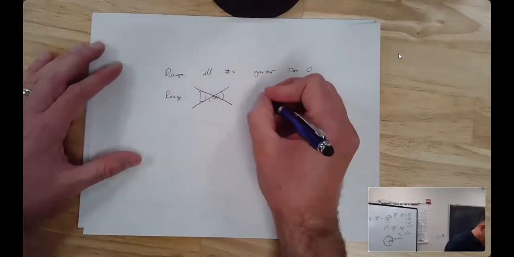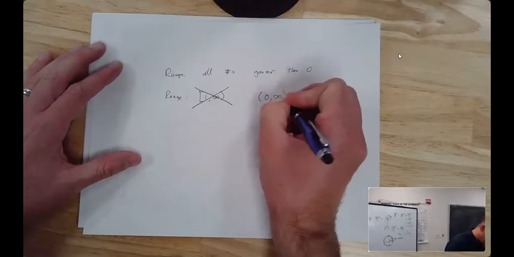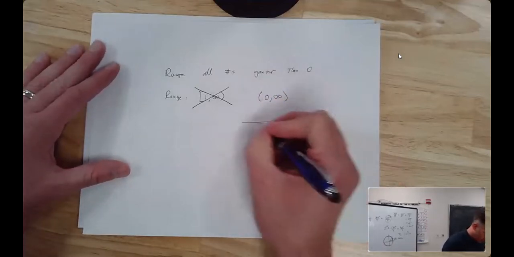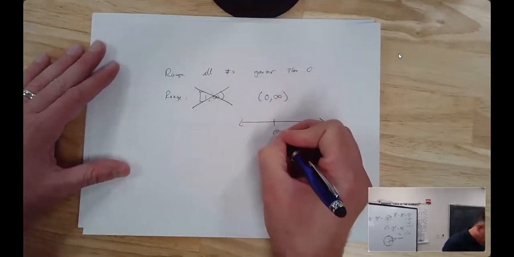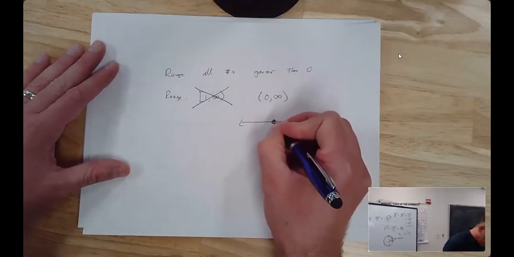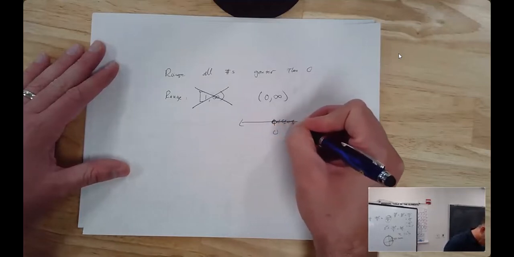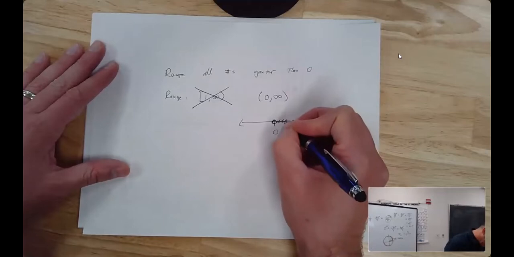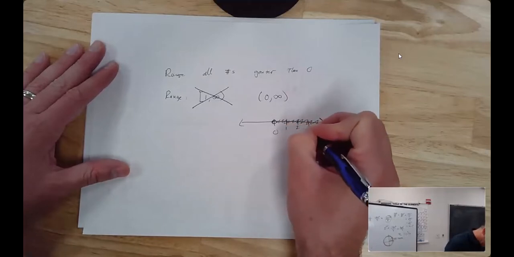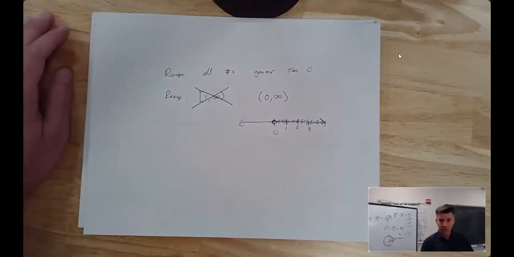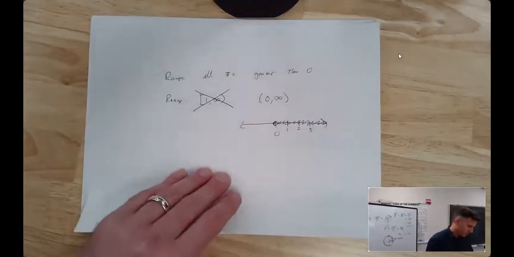The range is everything from 0 exclusive to infinity, which on the number line looks like, hey, there's 0, and I don't want that, but I do want everything to the right of it. And there's definitely a lot of space between 0 and 1, so we want to make sure we include all those numbers. Okay.